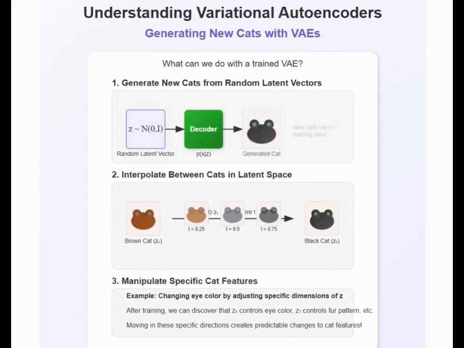The process is simple. We sample a random vector z from the prior distribution P of z, which is typically a standard normal distribution N of 0, I. We then pass this vector through our trained decoder network, which outputs a brand new cat image.